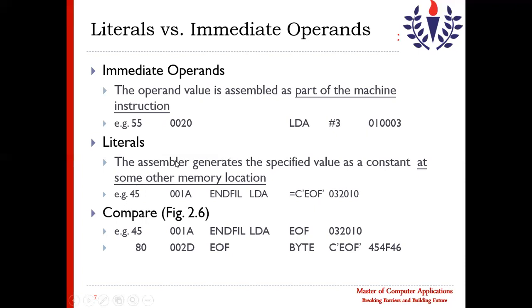So in literals, the actual value will be stored somewhere else. But in an immediate operand, the operand value is assembled as part of the machine instruction. The value will be added to the machine instruction; it will not be stored somewhere else. That is the difference: with an immediate operand the value is immediately there, but with literals the value is stored somewhere else.